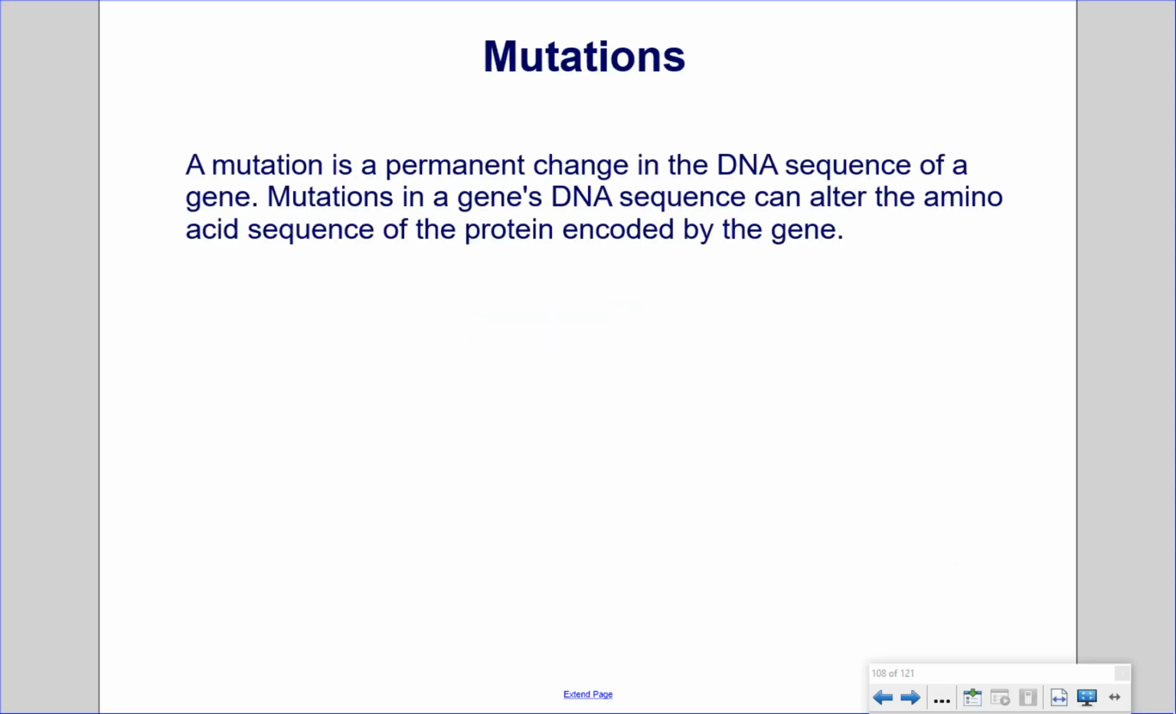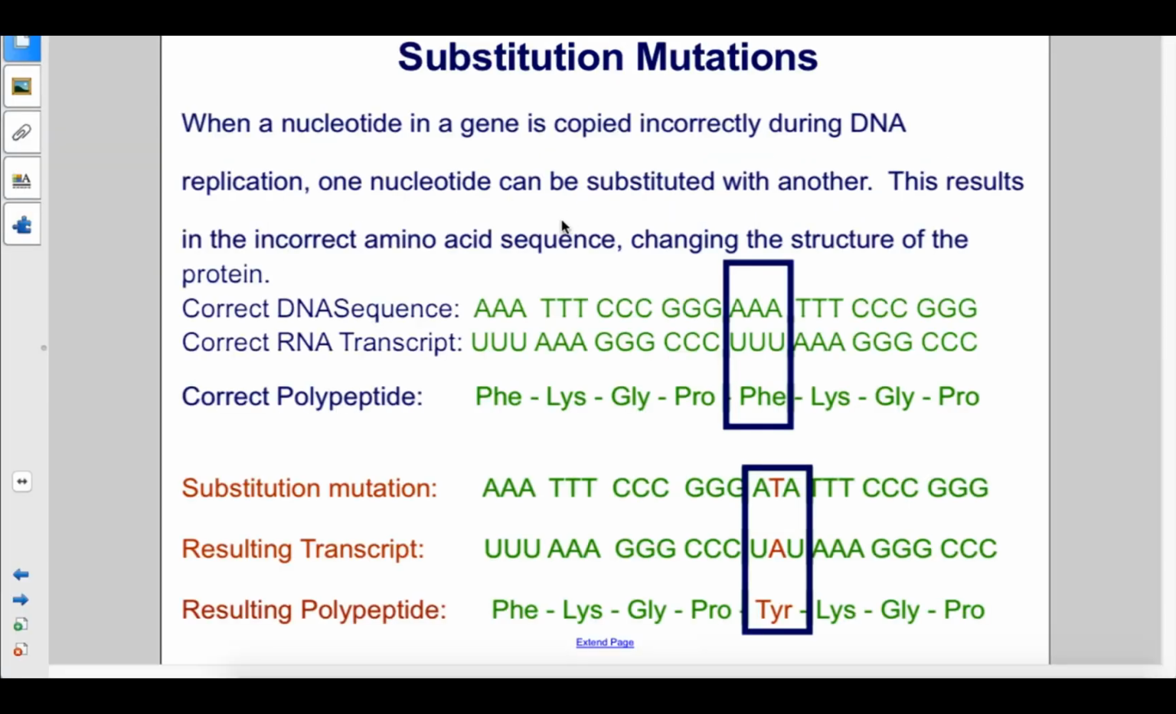Mutations. A mutation is a permanent change in the DNA sequence of a gene. Mutations in a gene's DNA sequence can alter the amino acid sequence of the protein encoded by the gene. When a nucleotide in a gene is copied incorrectly during DNA replication, one nucleotide can be substituted with another. This results in the incorrect amino acid sequence, changing the structure of the protein.